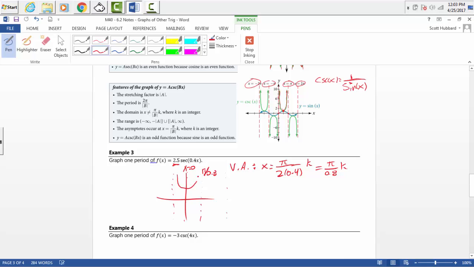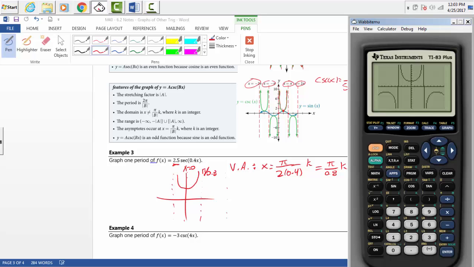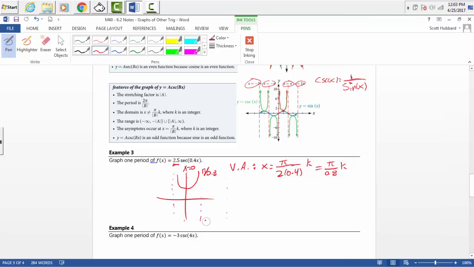And then it shoots down here, and the smallest it gets is negative 2.5, and the biggest it gets is 2.5. And that's one period, because a period is where the graph starts repeating itself. It repeats itself after this, like that.